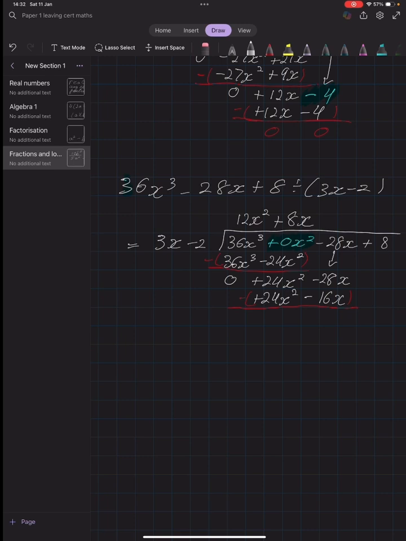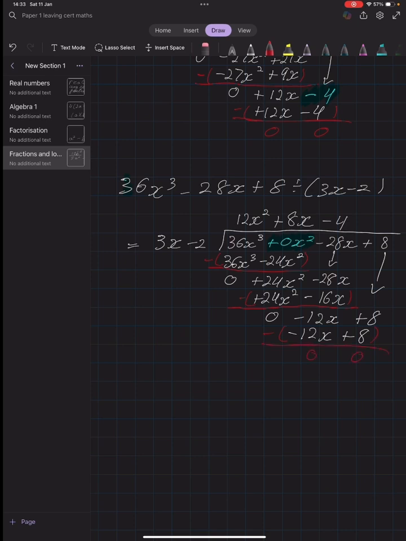So here we get 0. Here we get minus 28 plus 16, so minus 12. And here we have a plus 8. And then I do minus 12x divided by 3x is minus 4. So here what we get then is going to be minus 12x plus 8, which if I minus them off each other, I do indeed get 0.